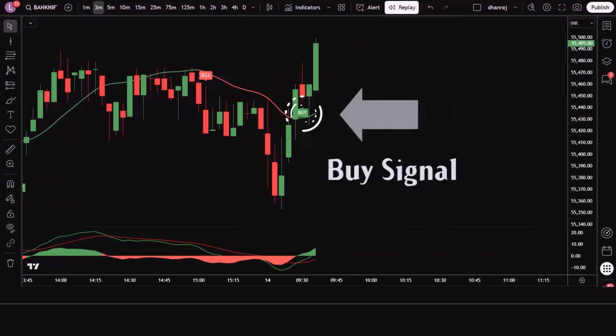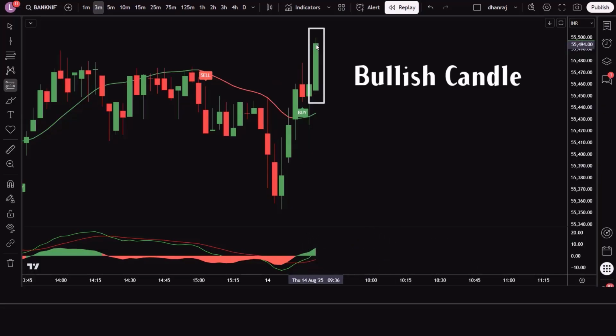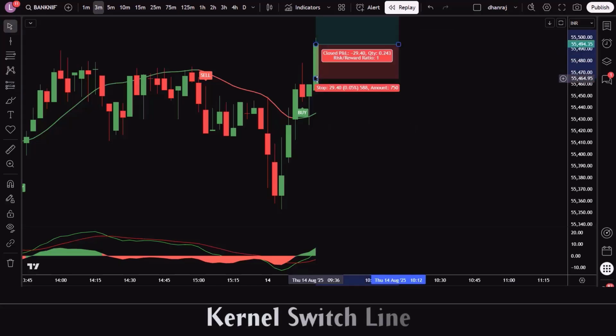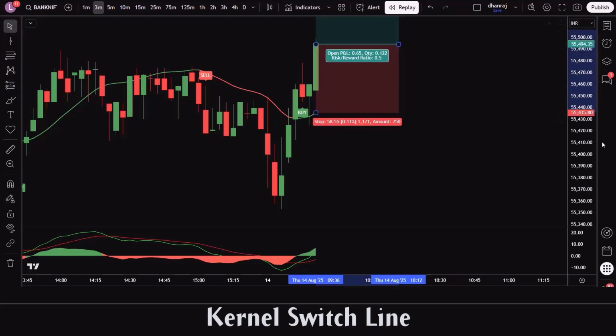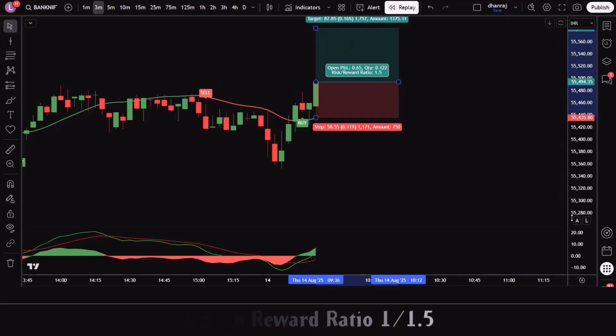Here the kernel switch indicator gives us a buy signal. Here the MACD with BG indicator shows a green area. Here the market has made a bullish candle to give confirmation. So all our conditions are being fulfilled, so we are placing an order to buy. Our stop loss is to be placed at the kernel switch line, and the risk to reward ratio will be 1:1.5.